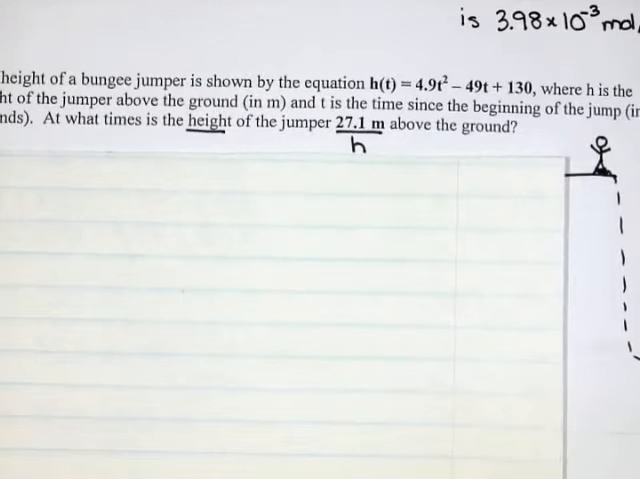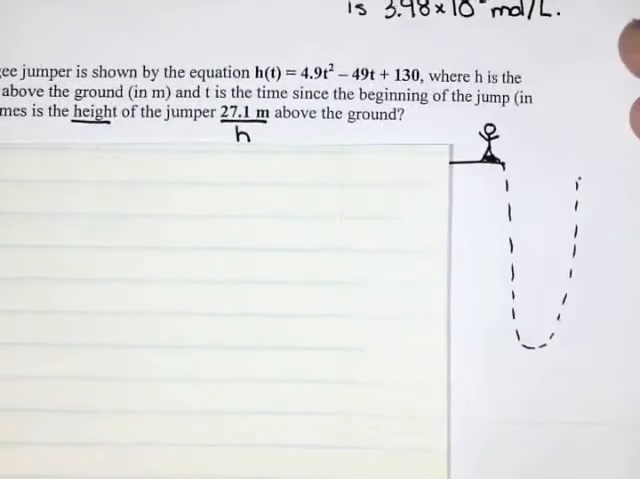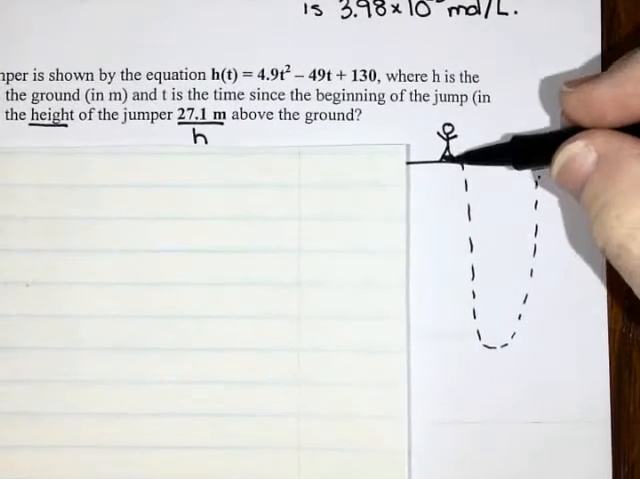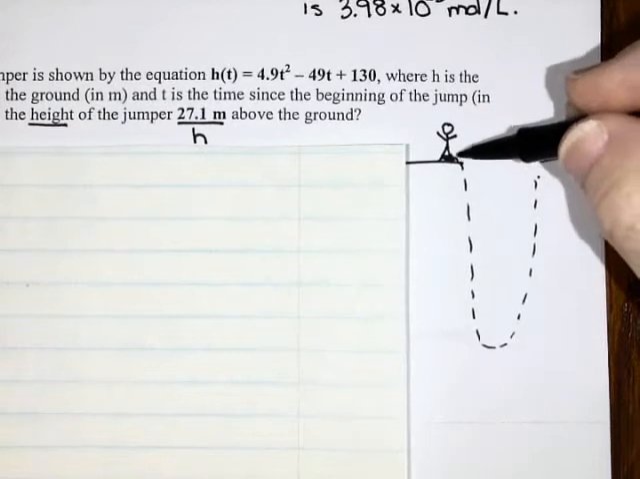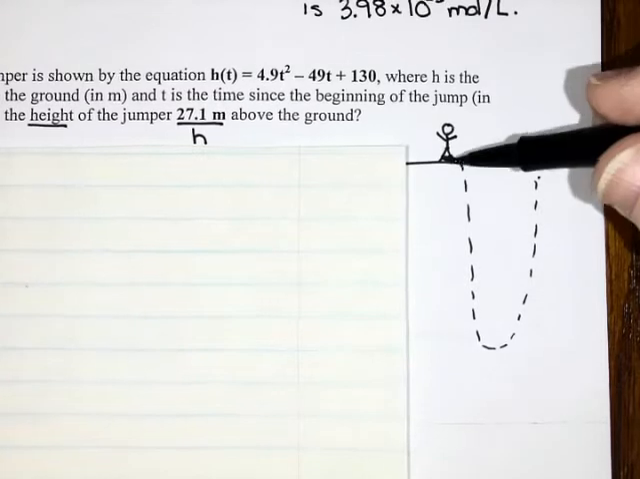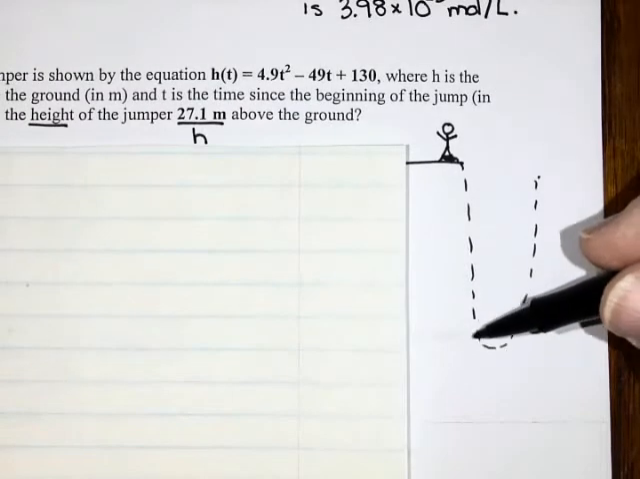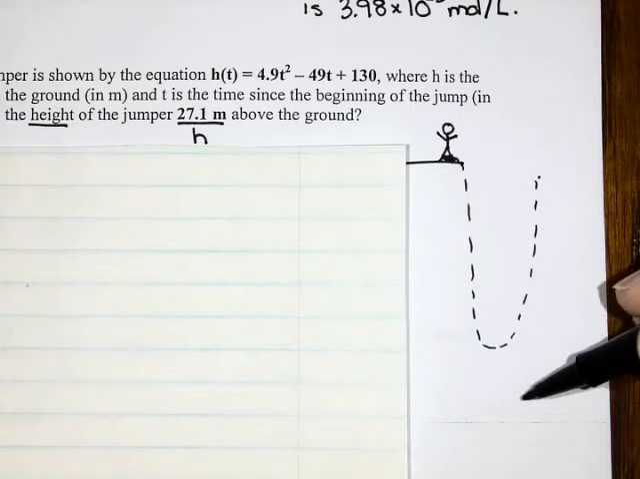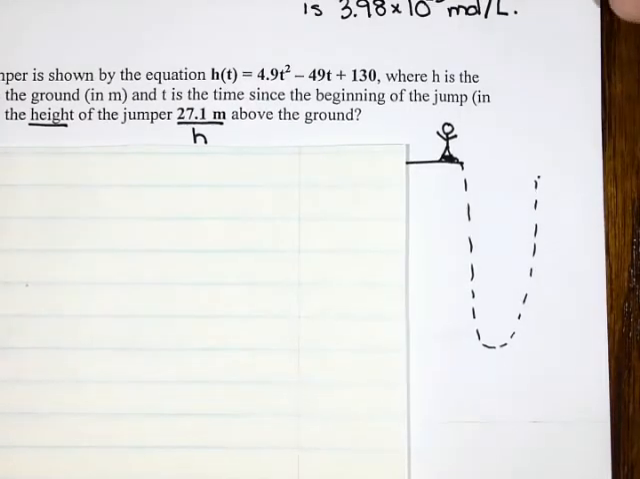So a bungee jumper is somebody who usually jumps off of a bridge or something high, and they have a really stretchy cord attached to usually their legs or their body, and they jump down, and then the cord, which is very stretchy, pulls them back up.